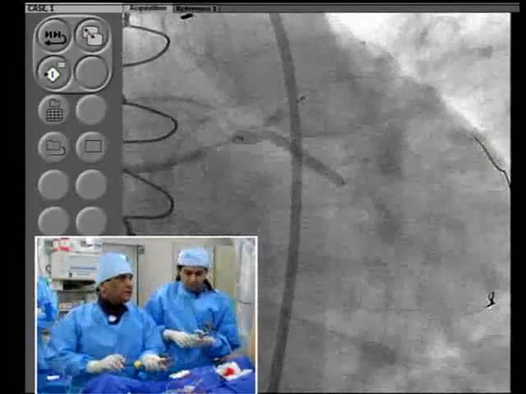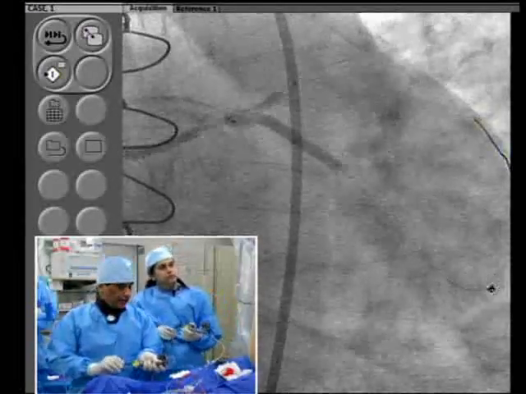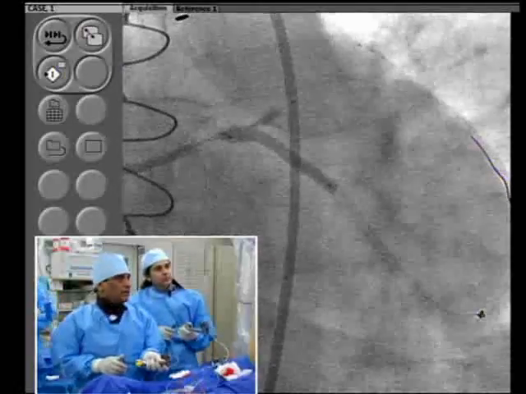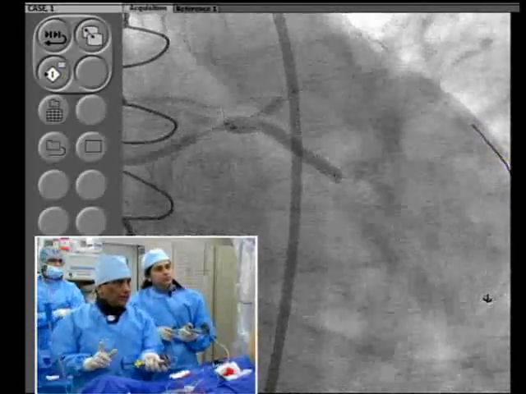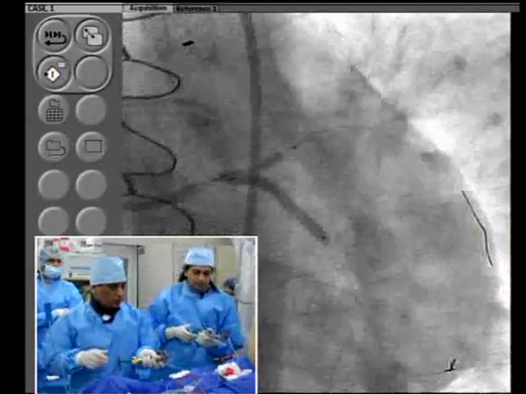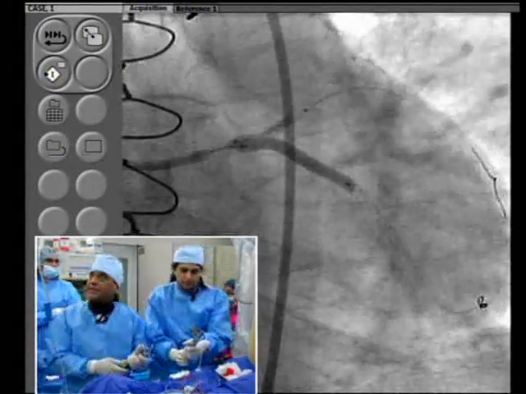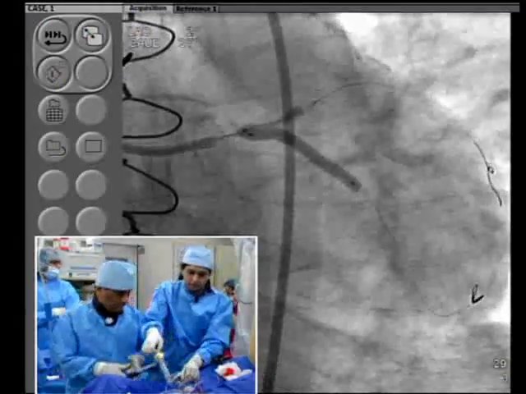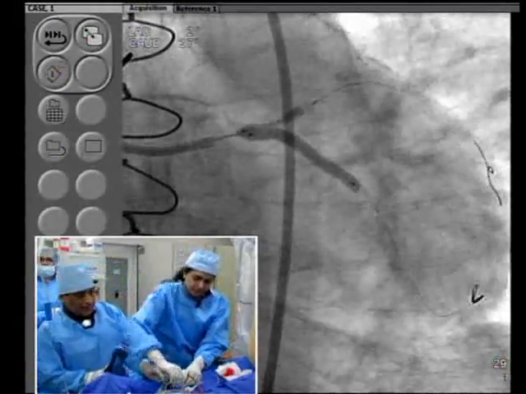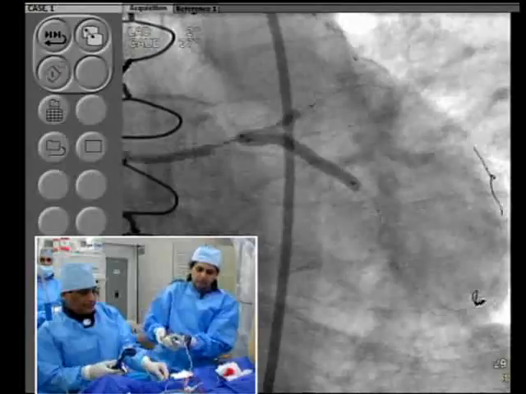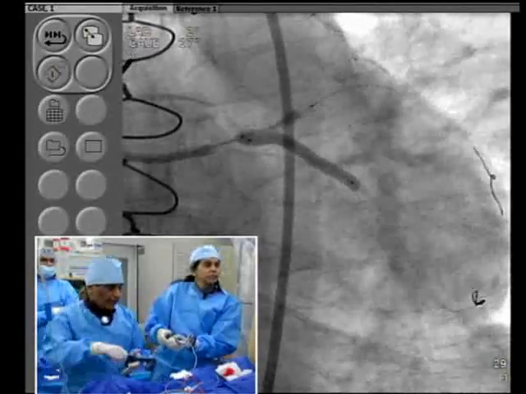One second. I'm going first. Yeah, and here I'm going to go to about 12 to 14, not more, because in the Cypher we used to go higher. But 12 to 14 here. Now you can see at least the stent has expanded, while the balloon of the LAD is still there. So you crush a little bit, but that's okay.